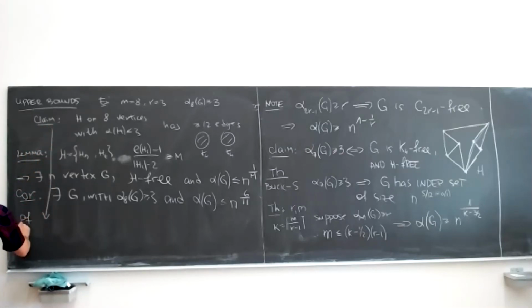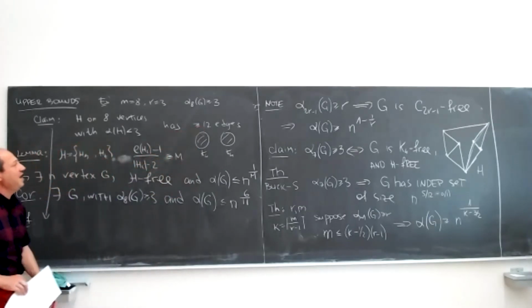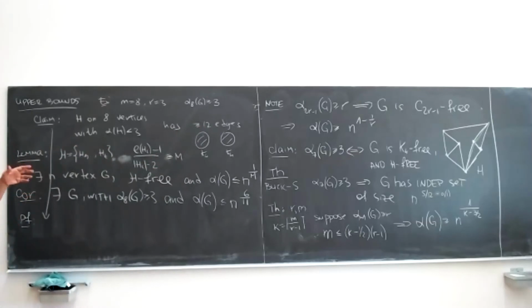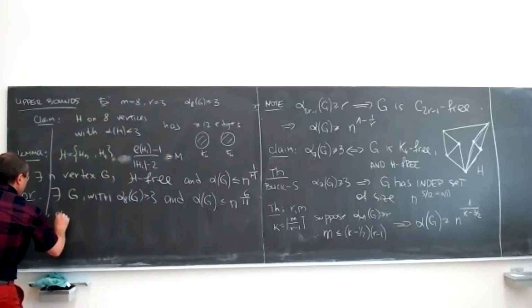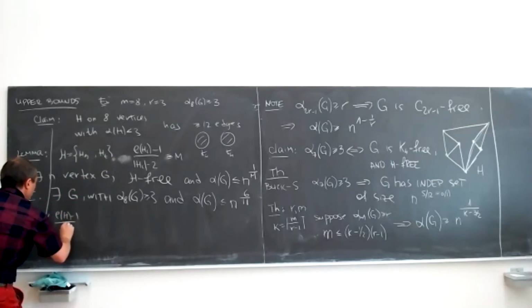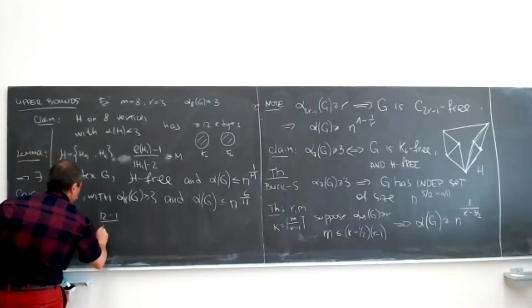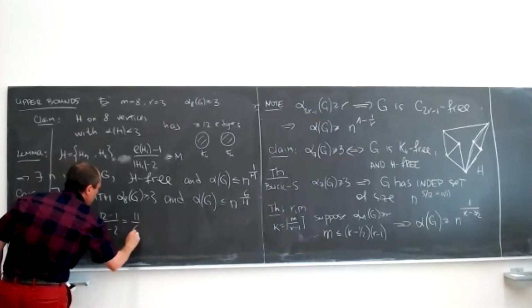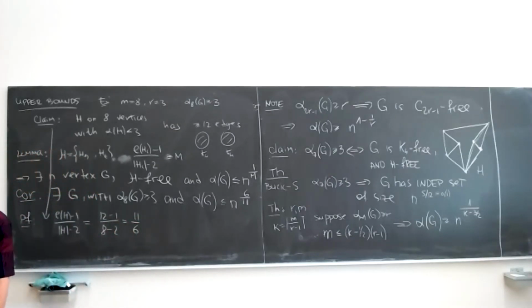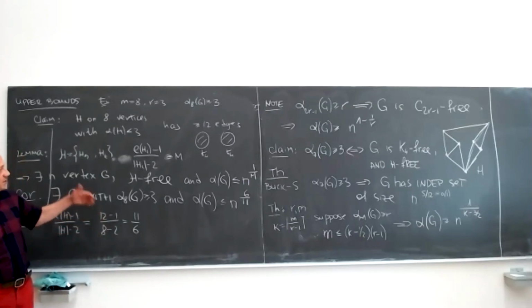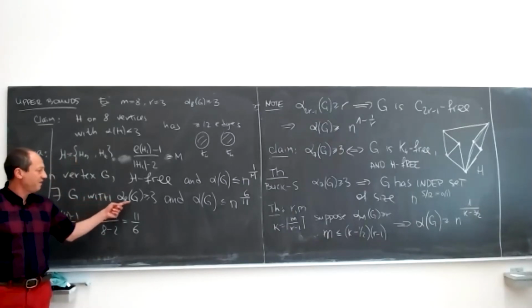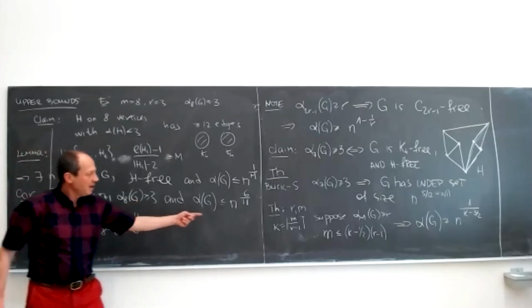Proof. You compute. You're trying to forbid all the graphs, finitely many, with 12 edges on 8 vertices. So this quantity, the number of edges of H minus 1 divided by the number of vertices of H minus 2, in your case would be 12 minus 1 divided by 8 minus 2. It's 11 over 6. So then you can find a graph where every 8 vertices span fewer than 12 edges, so it will satisfy alpha 8 of G at least 3, and its independence number is small.